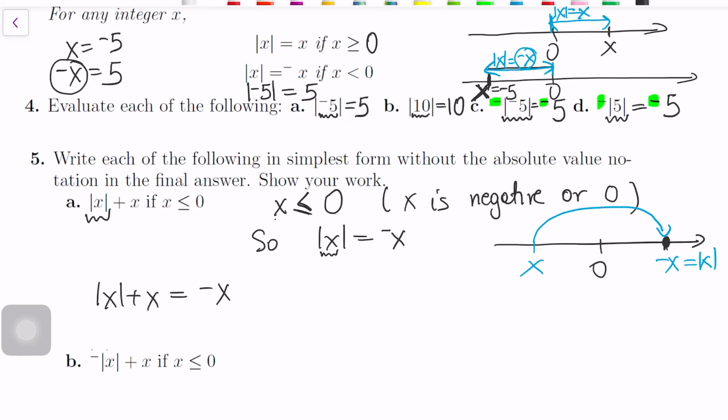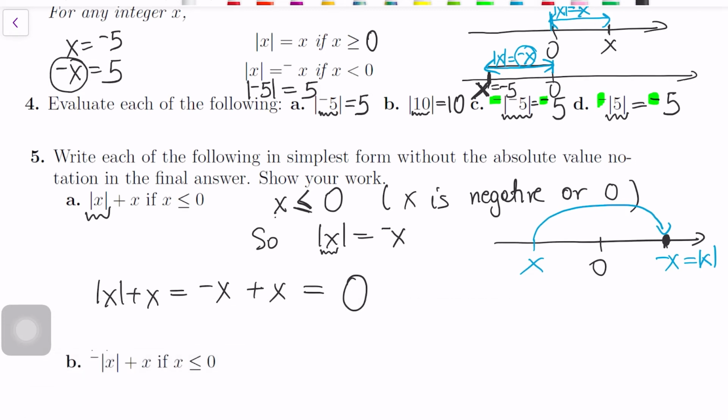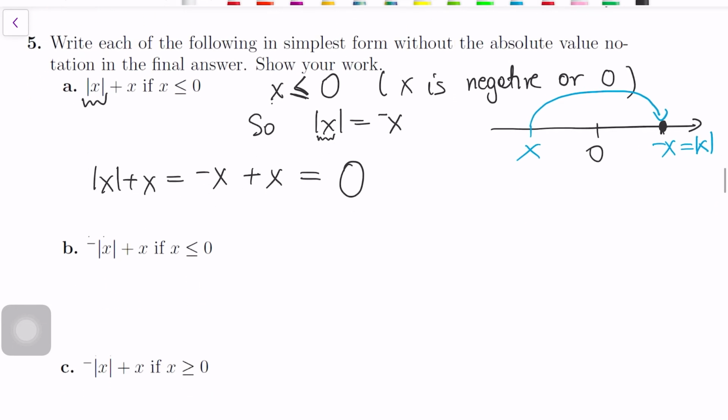this is minus x plus x. Okay, and what's minus x plus x? Well, we can use the charged field model or number line to visualize it. If I walk x units backwards and then x units forward, I'm back at 0. So that's 0. When you add a number to its opposite, you're going to end up with 0. Okay, what about this one?